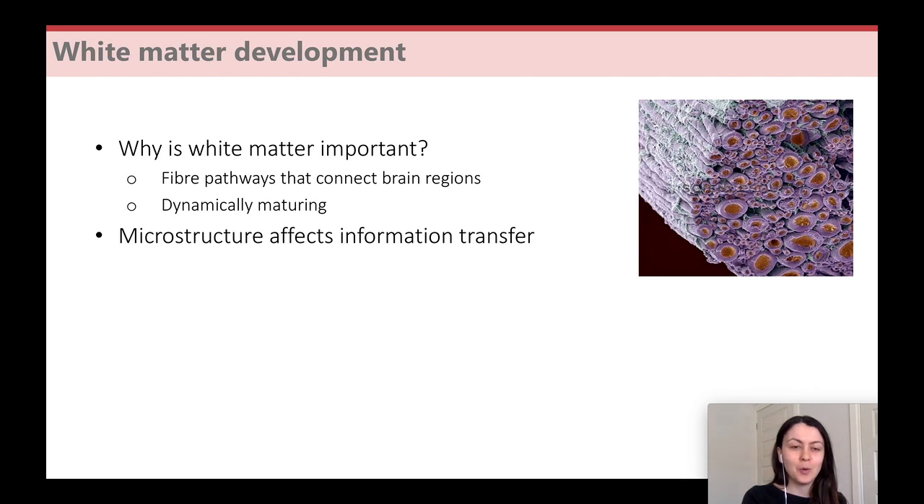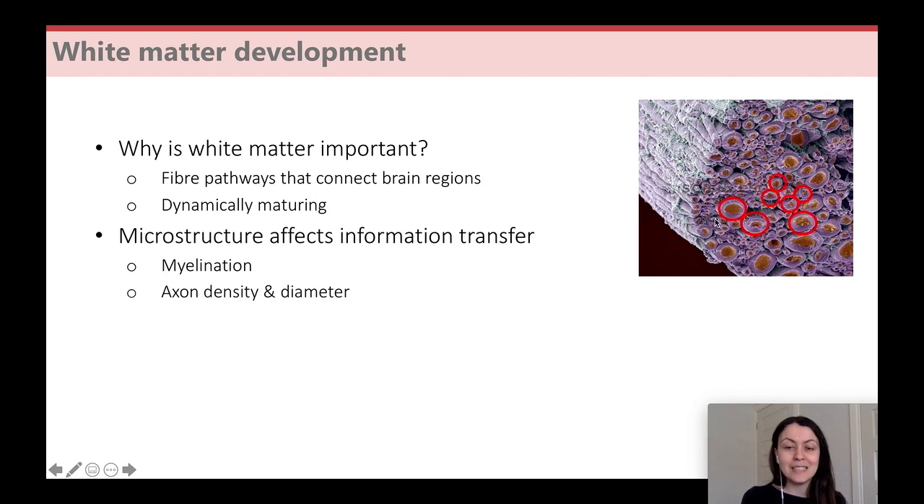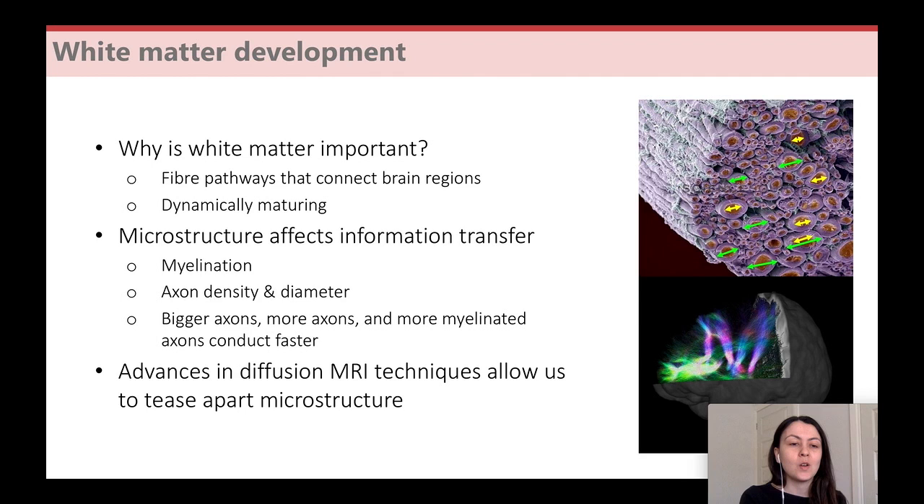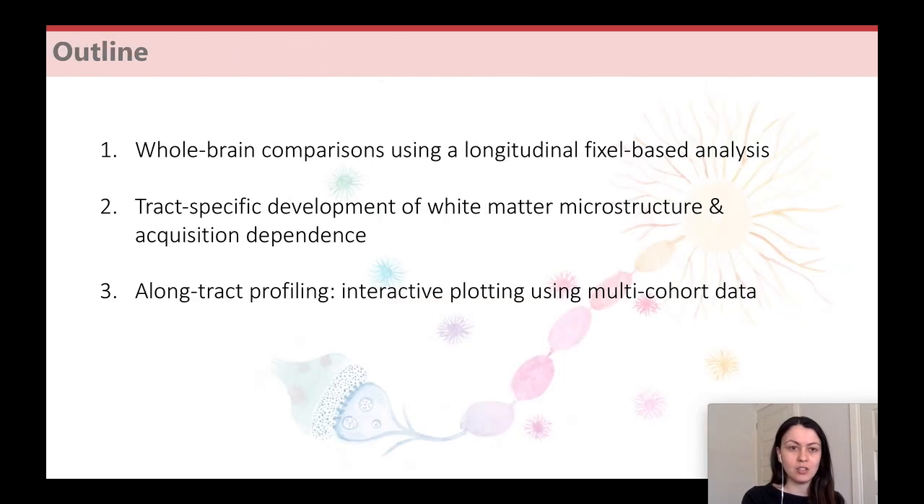You probably all know why white matter is important, particularly given the talks that were presented today. Because these are the fiber pathways connecting different brain regions and they're dynamically maturing in childhood, all these different elements of the microstructure can affect the way information is transferred across the brain. So the myelin thickness, the axon density and diameter, the density of the intra-axonal compartment and the density of the total axon, including the myelin. These can all influence the way information is transferred, and we know bigger axons and more myelinated axons conduct faster. Advances in diffusion MRI techniques, some of which you would have heard about today, allow us to tease apart these aspects of the microstructure.